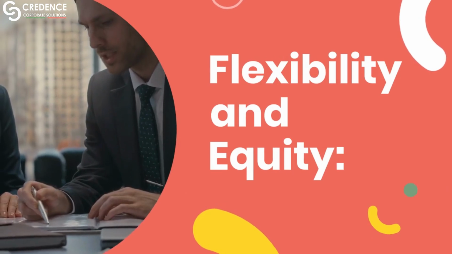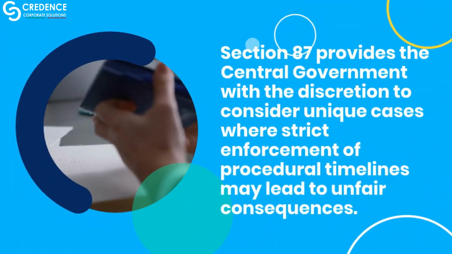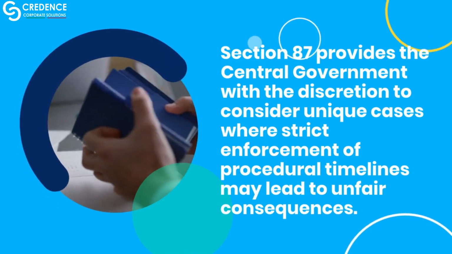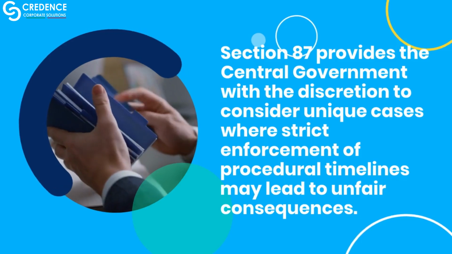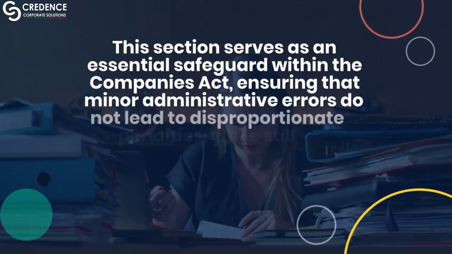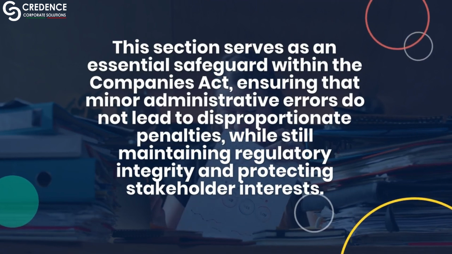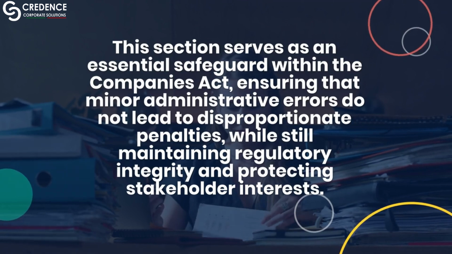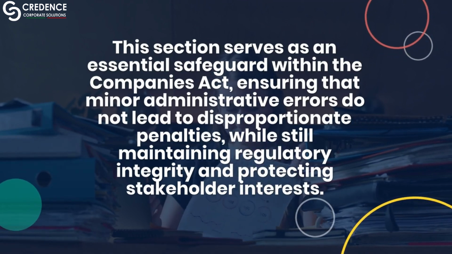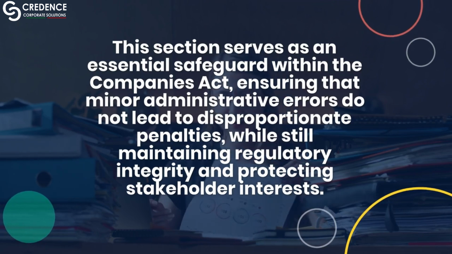Flexibility and equity. Section 87 provides the central government with the discretion to consider unique cases where strict enforcement of procedural timelines may lead to unfair consequences. This section serves as an essential safeguard within the Companies Act, ensuring that minor administrative errors do not lead to disproportionate penalties, while still maintaining regulatory integrity and protecting stakeholder interests.